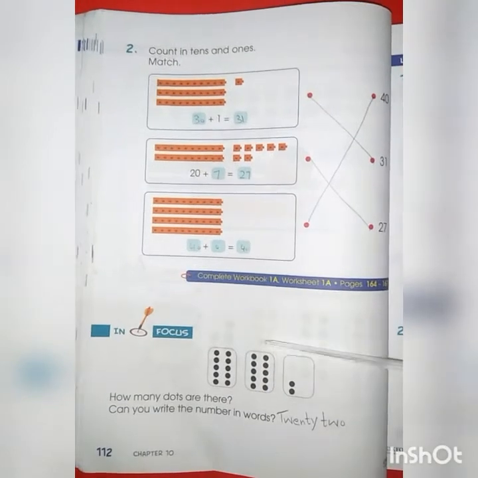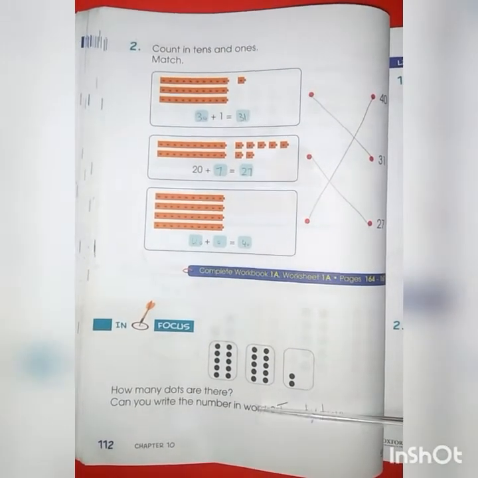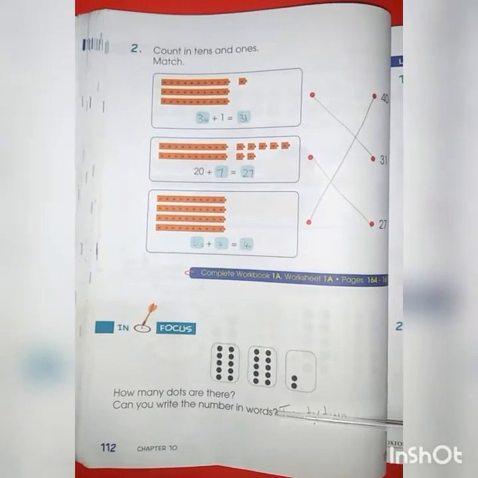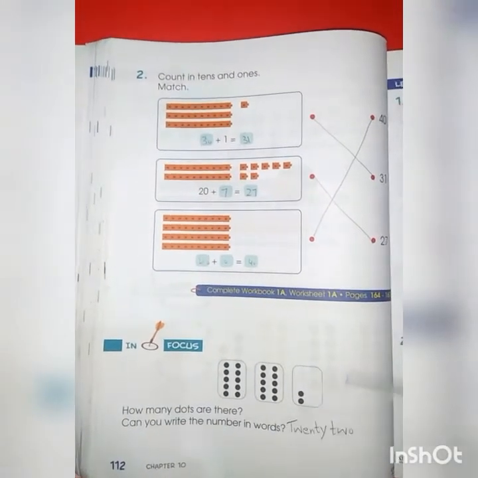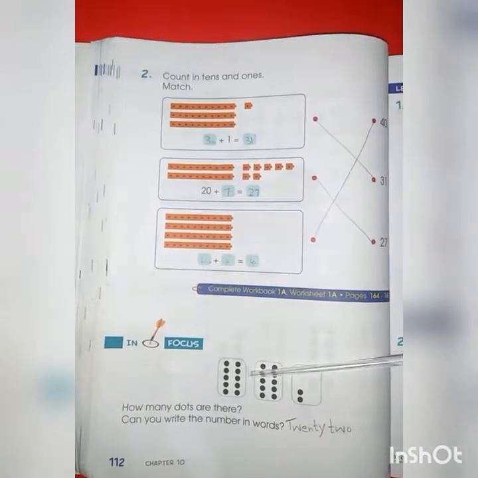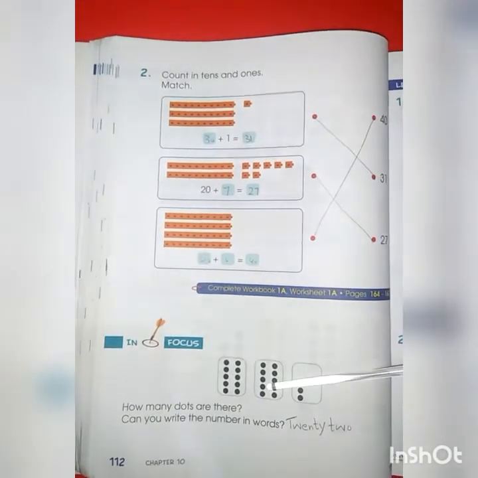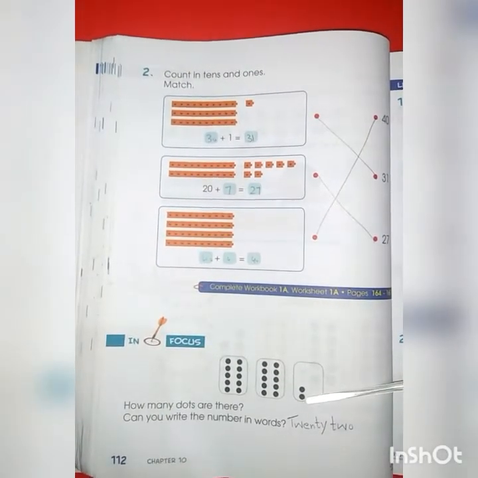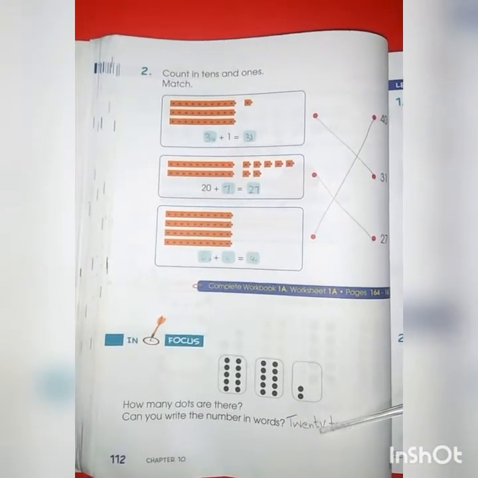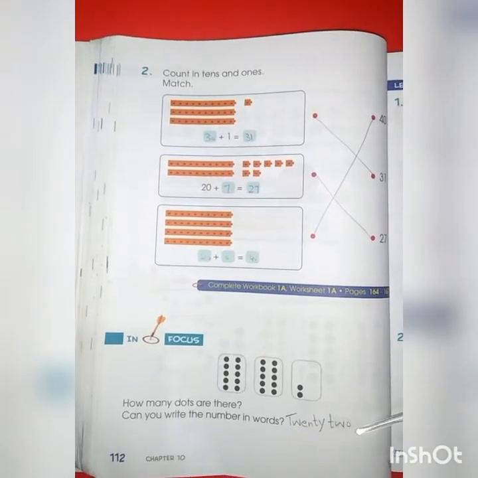In focus. How many dots are there? Can you write the number in words? Yes, we can write. First of all, we will count the dots. As you can see here, there are 3 cards, and in each card there are 10 dots. 10 plus 10, and in the end we have 2 dots. 10 plus 10 plus 2 is equal to 22, and we will write 22 here.